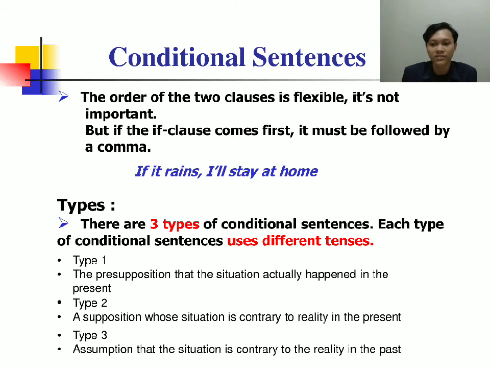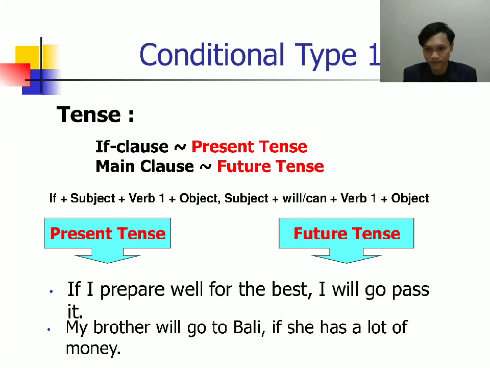Lalu ada types. There are three types of conditional sentence. Type 1, the presupposition that the situation actually happened in the present. Type 2, a supposition whose situation is contrary to reality in the present. And type 3, assumption that the situation is contrary to the reality in the past. Okay, itu ya, ada 3. Nah, terus kita fokus ke conditional type 1. Nah, di sini ada tensesnya. Kalau if clause itu present tense, lalu main clause-nya itu future tense. Terus ada rumusnya, if tambah subject tambah verb 1 tambah object. Lalu subject tambah will atau can tambah verb 1 tambah object.